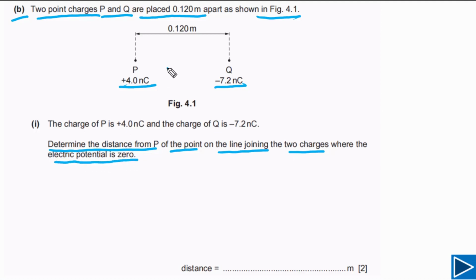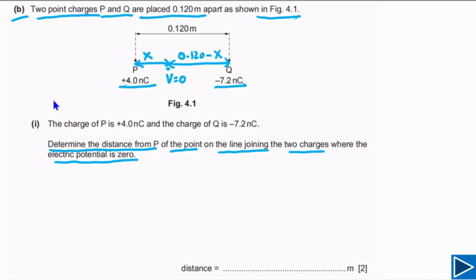Means we need to find a point at a certain distance from P where potential is 0. It means the value of V is equal to 0. Let's say that point is at a distance of x from P. We just assume a certain distance x, and then we will find the magnitude of x. Let's say this distance is x and the total is 0.120, so the distance between Q and that point will be 0.120 minus x. Now simply we need to find out the value of x.